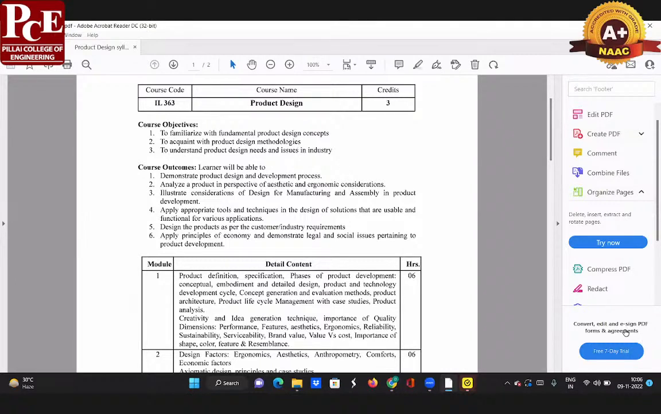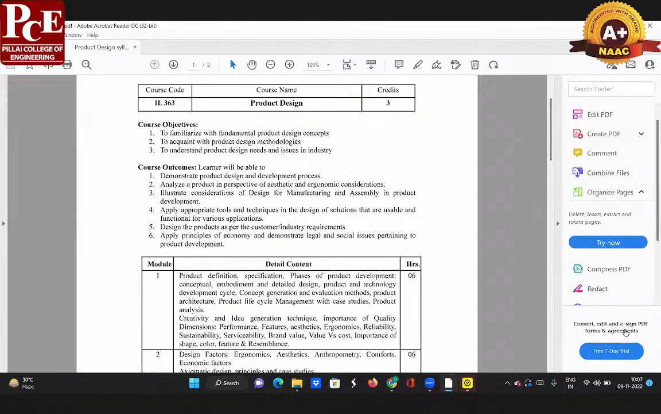There are 3 different course objectives and 6 different course outcomes. In this course, you would be learning the design and development process of any product. Then you would be learning the different design factors, could be the aesthetic factors or the ergonomic considerations. Then certain considerations in design, like design for manufacturing, design for assembly, design for environment, design for reliability. Those different aspects you are also going to learn.